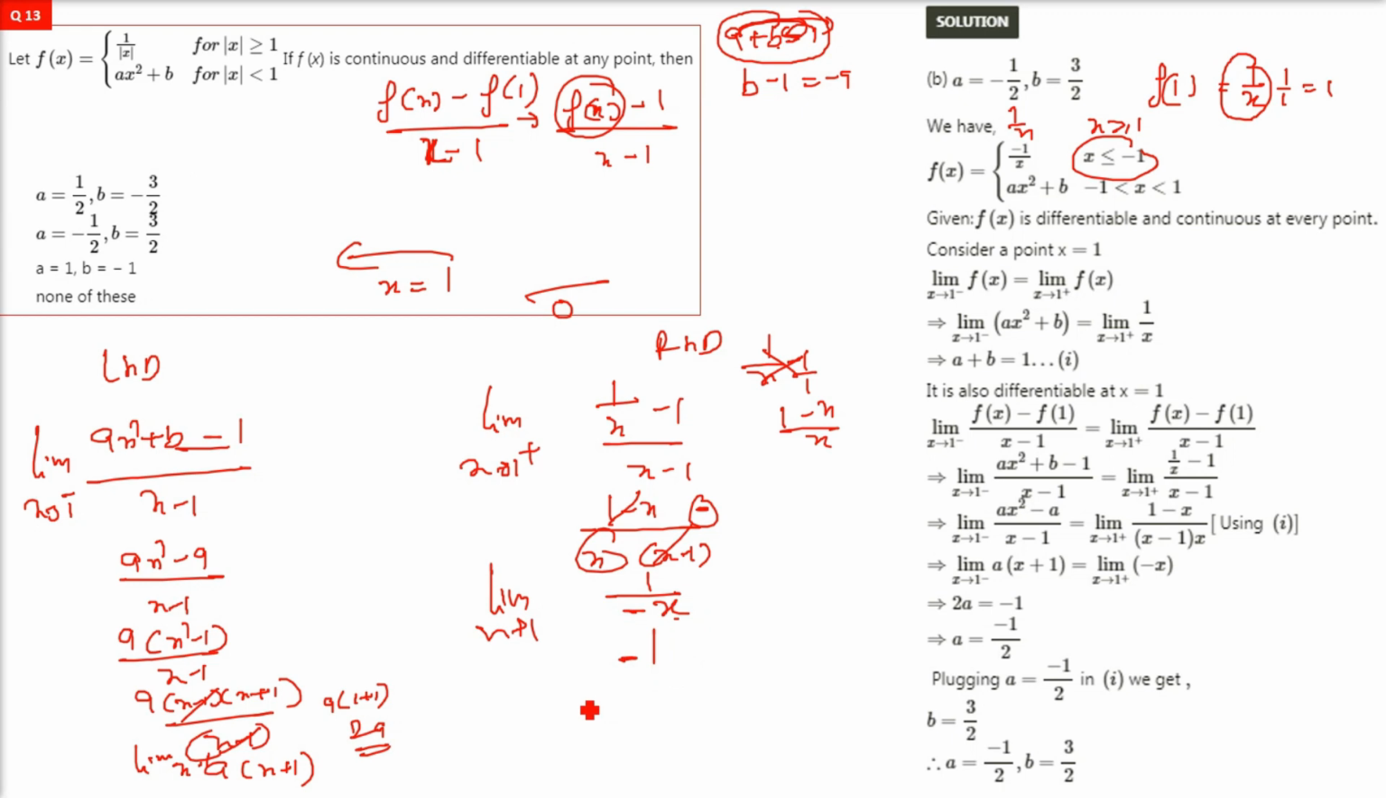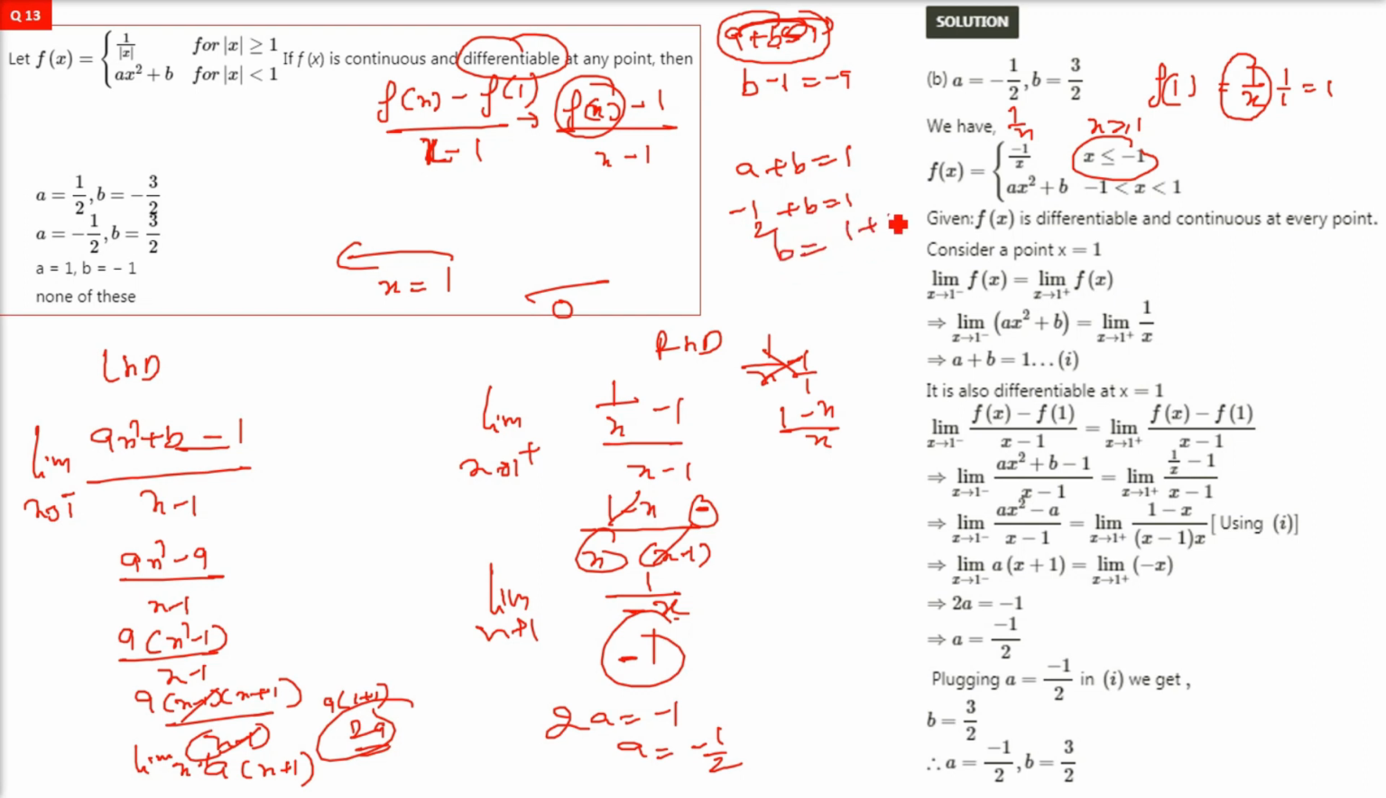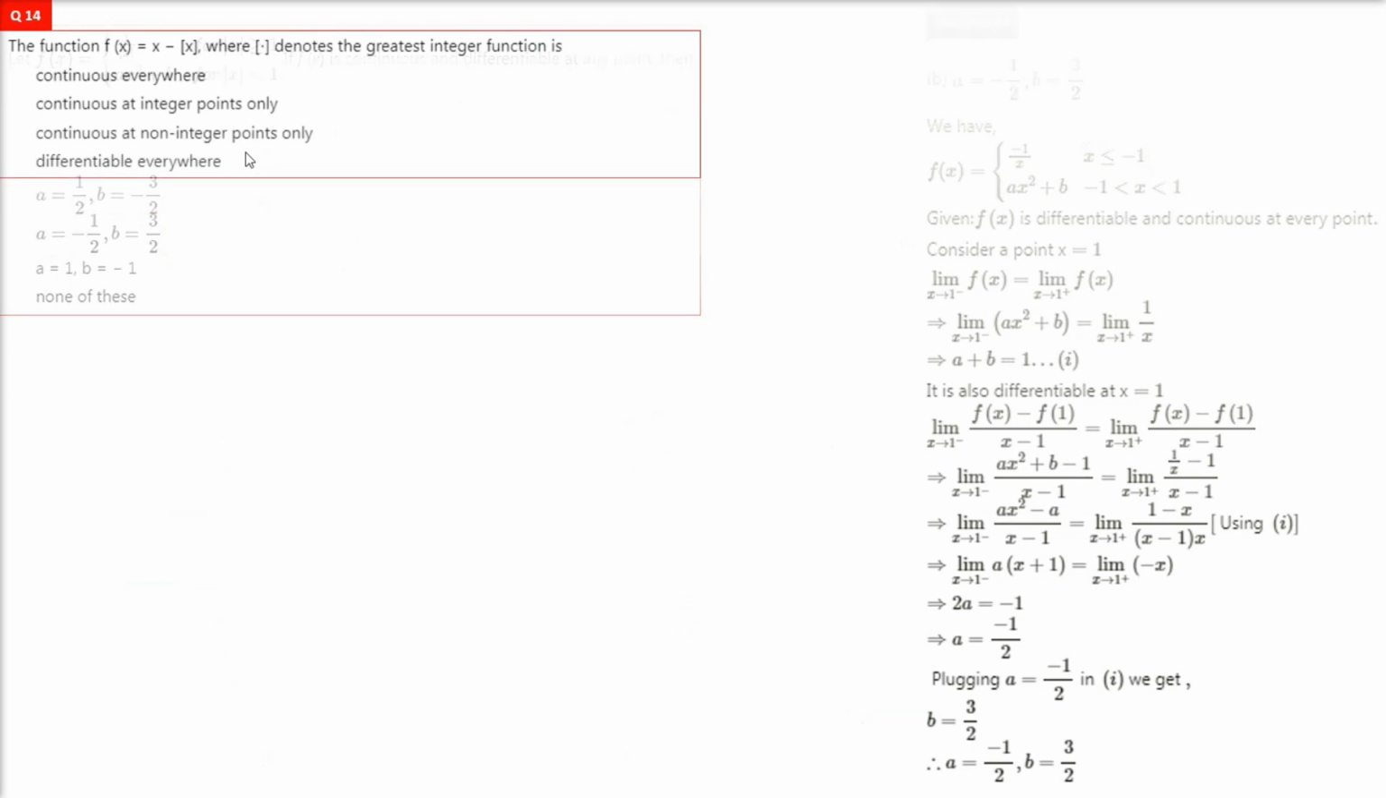Now as the question says it is differentiable, the left hand derivative and right hand derivative will be the same. So 2a will be equal to negative 1. A will give you negative 1 by 2, minus half. Now a plus b is equal to 1, so you can replace a by negative half. Minus half plus b is 1, so b is equal to 1 plus 1 by 2, that is 3 by 2. B is 3 by 2. This is your option. The second option is the correct option. So this is how you are going to solve it. This is a bit tricky question. If you understand 1 by modulus x, all these, it will be easy.